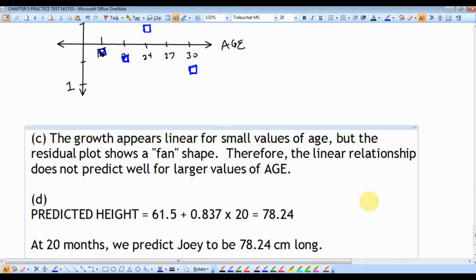Isn't it 20 years old, not 20 months? Yeah, it's 20 months. You put 20, but doesn't that make it 20 years old? All of our data is in months, so it's consistent with the units.